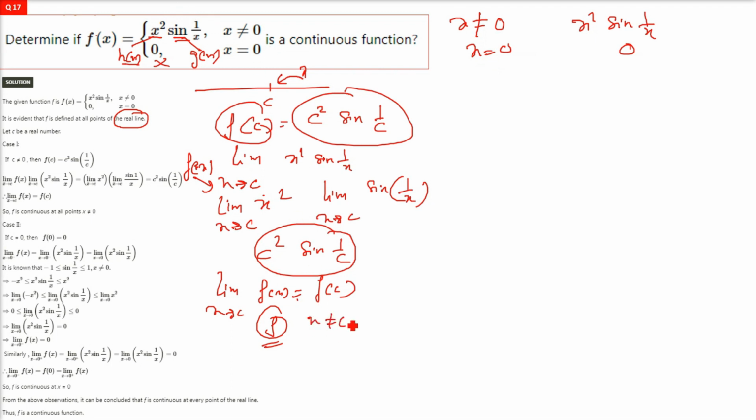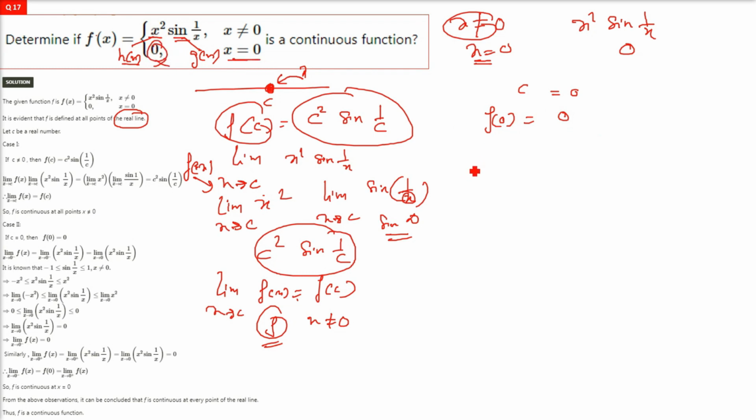Now you have to check for x equals 0. Why? See, sine 1 by x, if you put 0, will be 1 by 0, which is infinite, and that we cannot comprehend. Now the second step is for x equals 0. We are going to check for x equals 0, because there are two parts of this function, so we have to check the continuity at both of these parts. So c is 0. What is f(0)? When you apply this, you get 0.